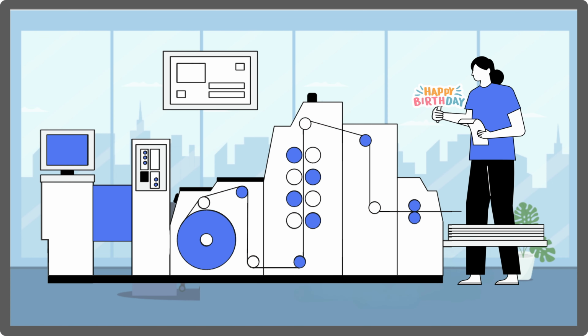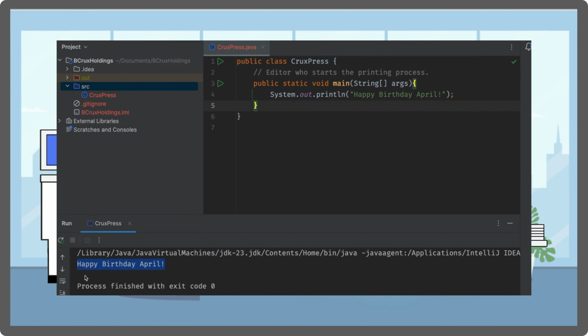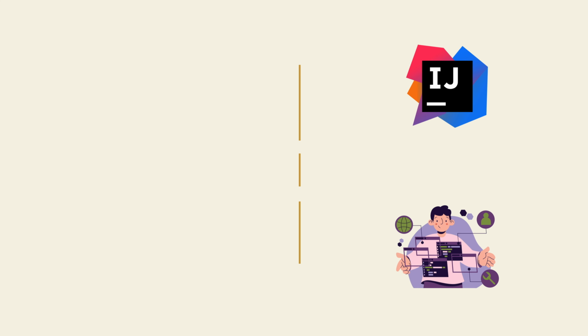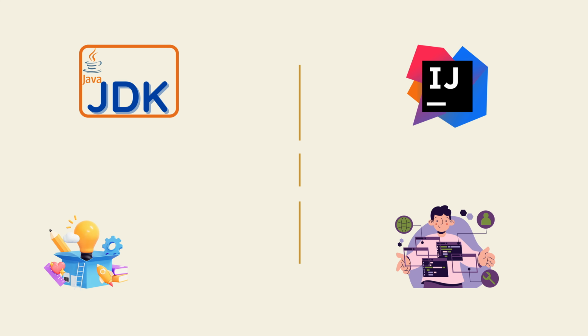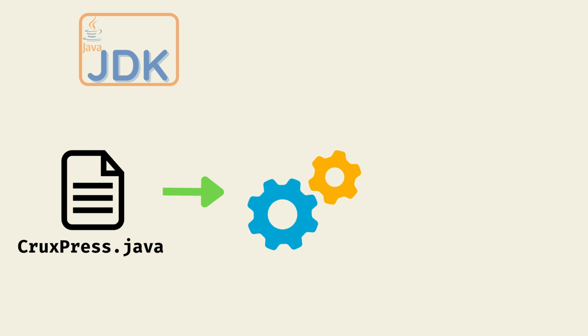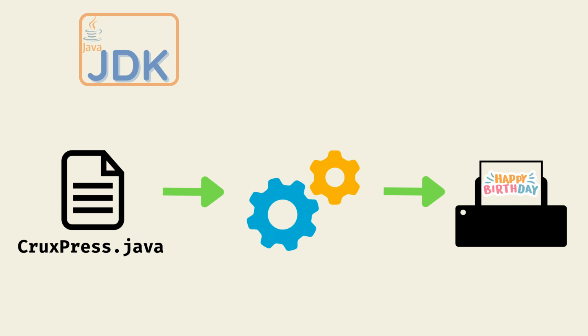In our last video, we wrote our first Java program, the Cruxpress program that prints out a birthday message. We started by setting up our environment, downloading the editor to manage our code, and the JDK, your toolbox for writing, compiling, and debugging programs. Then we wrote a Java file called cruxpress.java, hit run, and let's just say an execution engine came into play to run the program. And we got our output, Happy Birthday April.